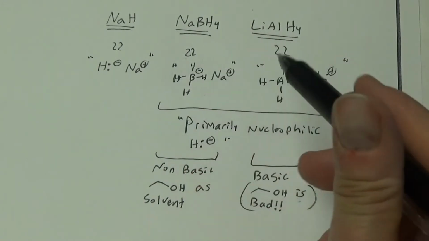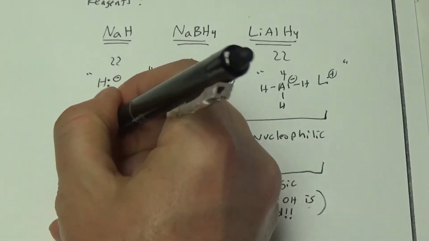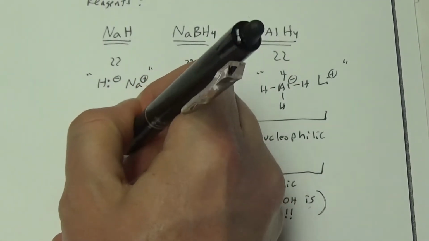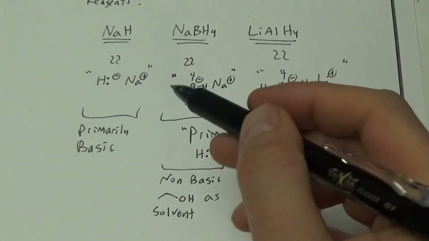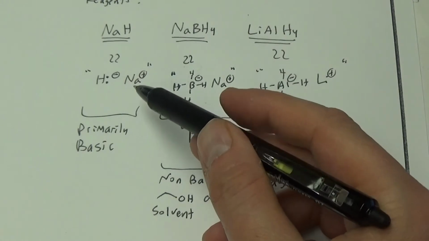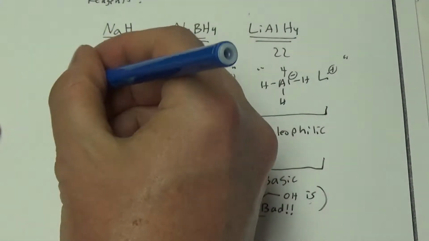What about this one? Well, this one is primarily basic. So we use it if we need a hydride base for the purpose of just ripping off a proton. This is a super base. This is one of our super bases.